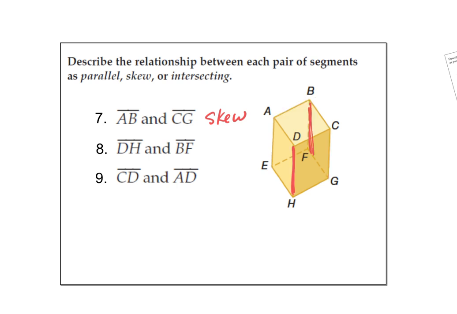Segments DH and BF will be parallel. Segments CD and AD intersect at point D, so they are intersecting.